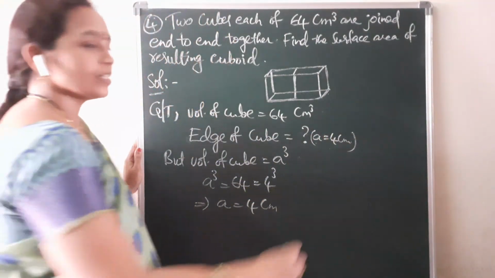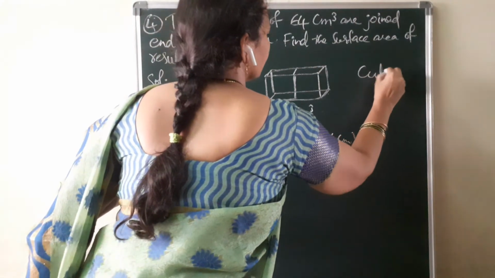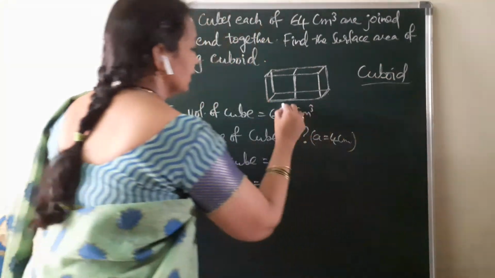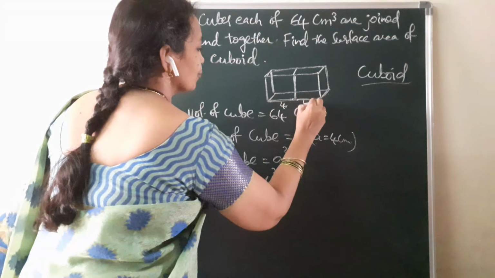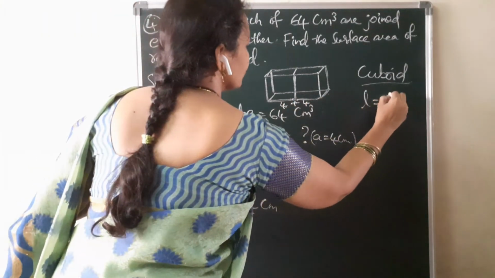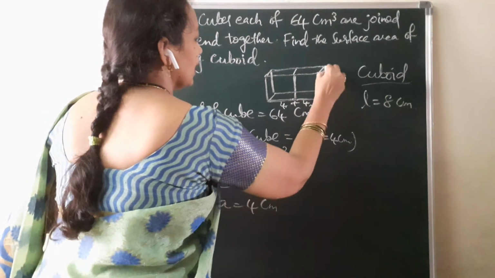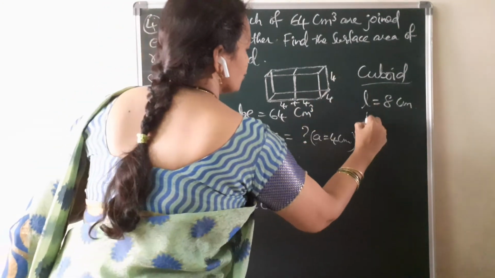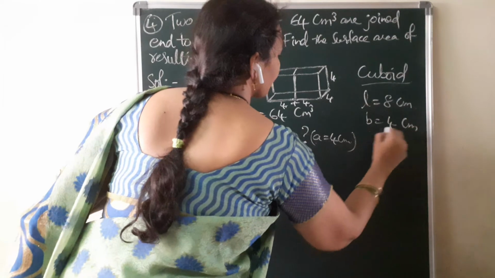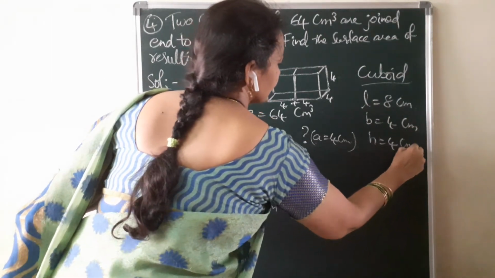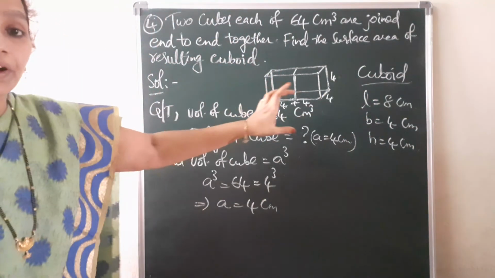But what are the dimensions of the cuboid? Cuboid dimensions. This is 4, this is 4. So length becomes 4 plus 4, 8 centimeters. And breadth is 4 only, and height is 4 centimeters. So breadth is 4 centimeters and height is also 4 centimeters. So we got the dimensions of the cuboid.